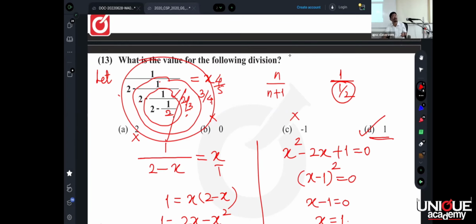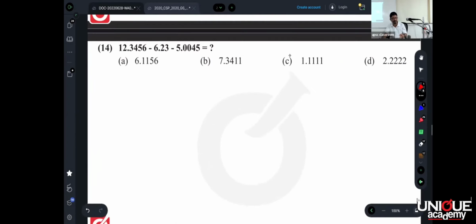Then we have the next questions, some are very simple ones, that is subtraction of decimal fractions. Addition, subtraction, multiplication, and division of decimal fractions are the same as that of numbers. Only we have to think of the decimal points. Okay. So right now here, a very basic thing.